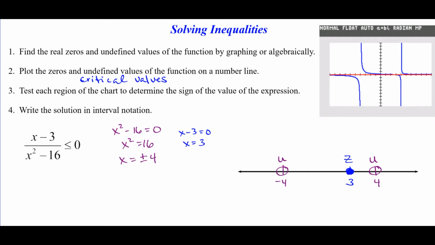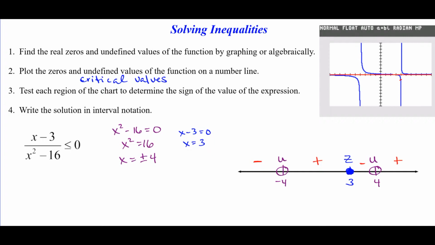So then we're going to test the values. Again, you can do that by hand. If you've already graphed it, you can use your second trace value option, or you can just use your calculator and plug in values. So testing values less than -4 would be this section here. I'm going to get negative numbers. In between -4 and 3, I'm going to get positive numbers. Between 3 and 4, I'm going to get negative numbers. And then after 4, I'm going to get positive numbers.